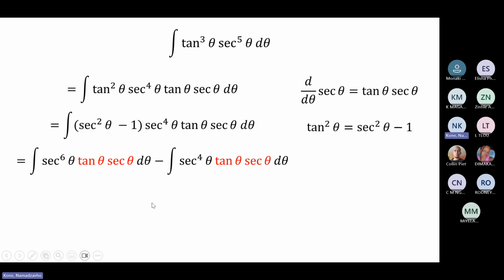Then that is the general rule, because you know that the derivative of sec theta is tan theta sec theta. So then rule number 2, that power rule, there it is. So 6 plus 1 divided by the result, 4 plus 1 divided by the result.